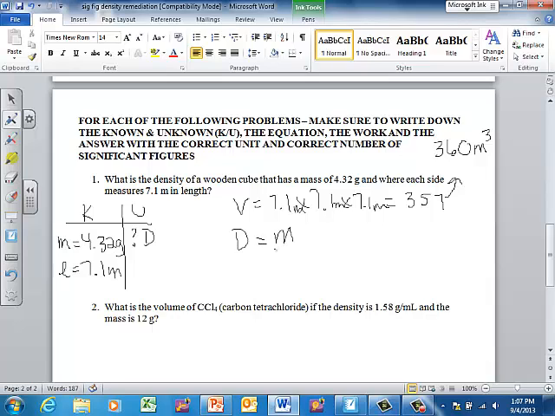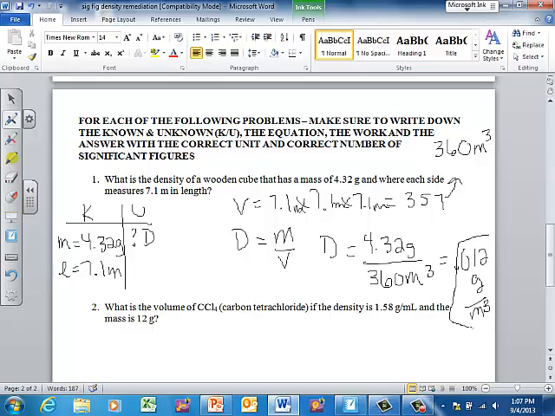Now, I'm also going to then find the density, so I have to write my equation, which means write the letters only, and then I'm going to show the work plugged in. So density is going to be 4.32 grams divided by 360 meters cubed, and you're going to see why I plugged that in there in just a second. So 4.32 divided by 360 is going to give us 0.012, and it's going to be grams per meters cubed.